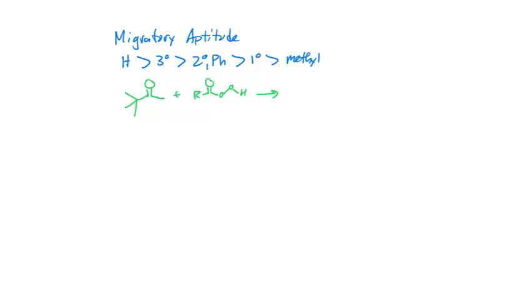And so we would draw our product to look like this. And so you see that I've inserted an O between the tertiary carbon and the carbonyl to make this ester. So this is a great method of synthesizing esters. If we can make a ketone now, we can convert that to an ester according to the migratory aptitude rules that we have here. Let's look at a couple other examples.